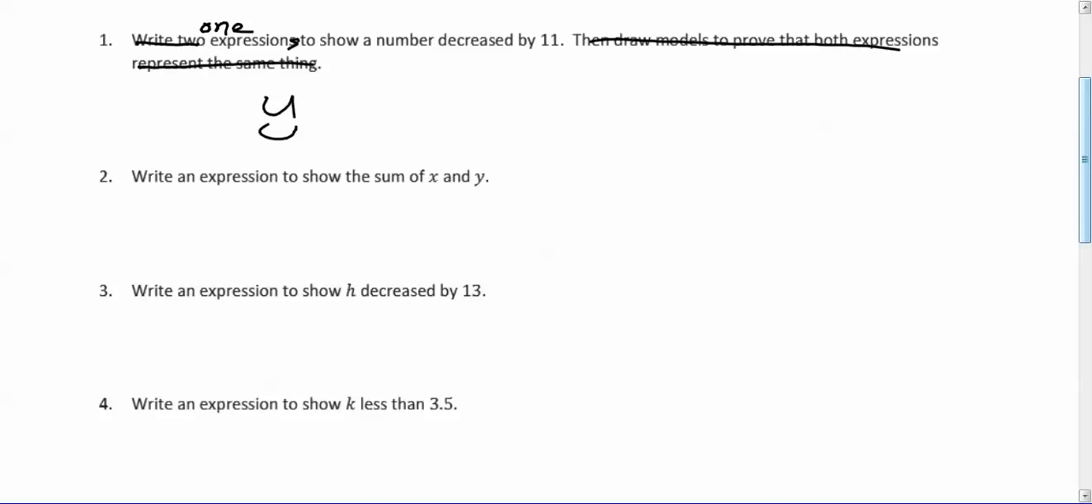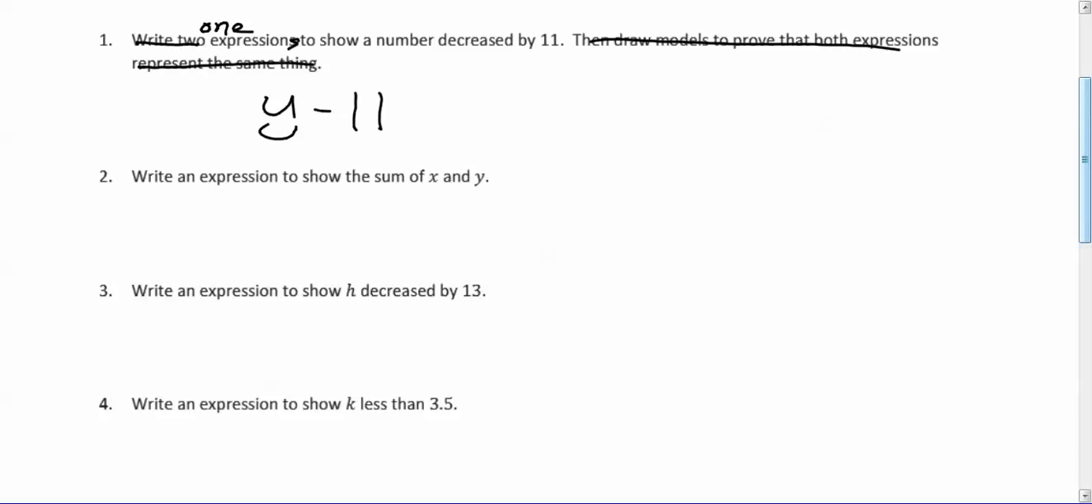We're decreasing y by 11, right? So what operation does that mean? Alex? Subtraction, very good. So it should be whatever variable you picked minus 11. Now, kids in the other classes misinterpreted this as pick a number, right? And they picked a number or plugged it in.